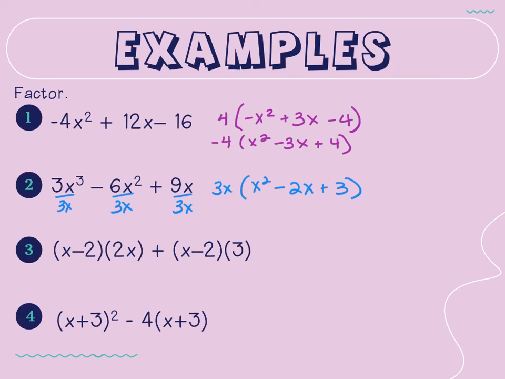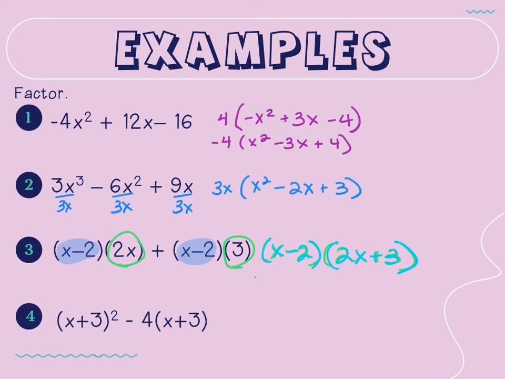Okay, what can I factor out of number 3? This time it's an expression, right? I have x minus 2 on both of these. So I can actually take out x minus 2. And what's left is 2x and 3. Let me change that color. So sometimes your greatest common factor is an expression, not just a single term.